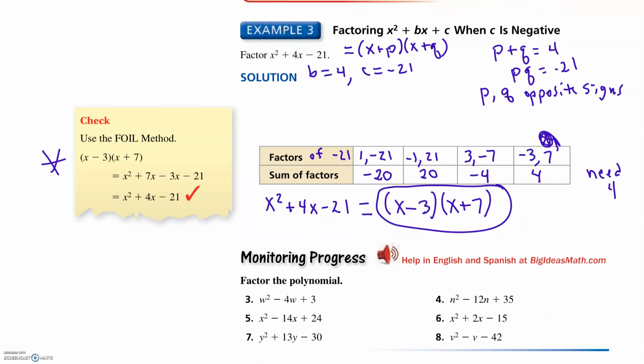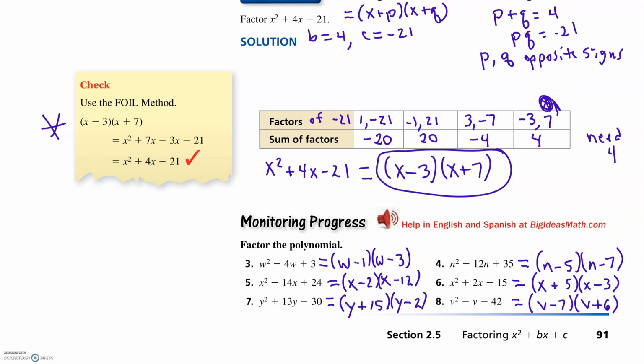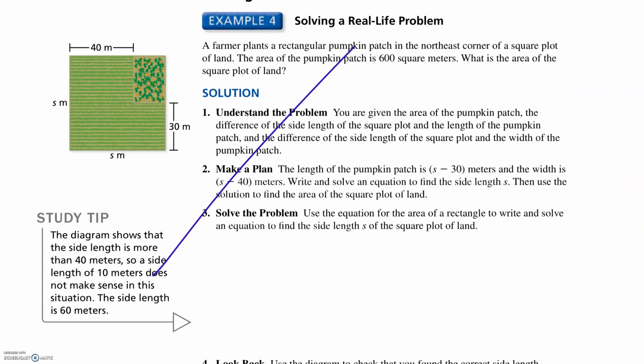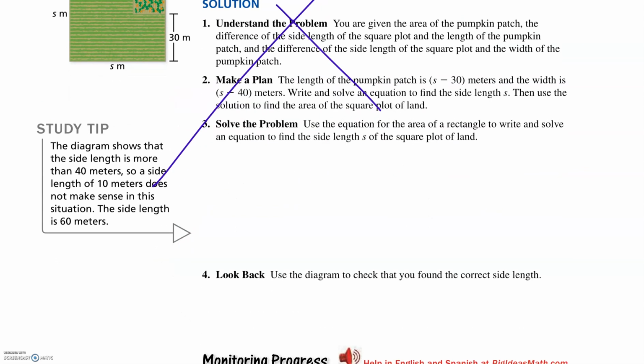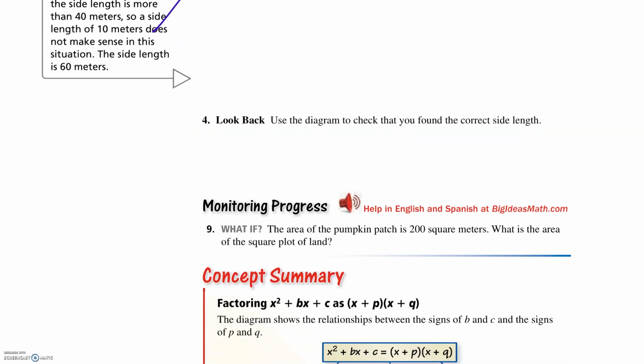It works. Okay, what I'd like you to do is pause the video for a second and see if you can do the monitoring progress, how you do with those. And then if you restart the video, you'll be able to see the solution. All right, check to see how you did on the monitoring progress. Pause the video if you need to, because I'm going to move into the next part of the video. I'm going to skip to the next page. I'm going to eliminate the real life problem because we haven't talked about the zero product yet.